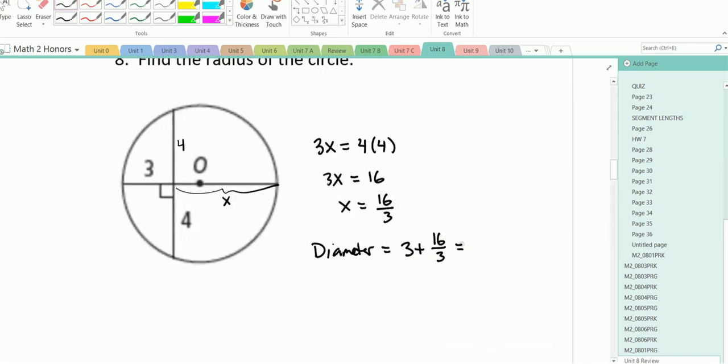I'm going to get a common denominator, so that's 9 over, multiplied by 3 over 3. So you get 9 plus 16, which is 25 over 3. So our radius is half that. 25 over 3 times a half is 25 over 6.